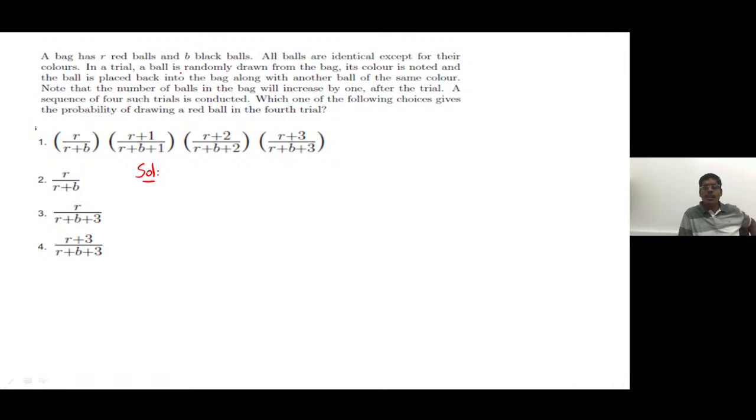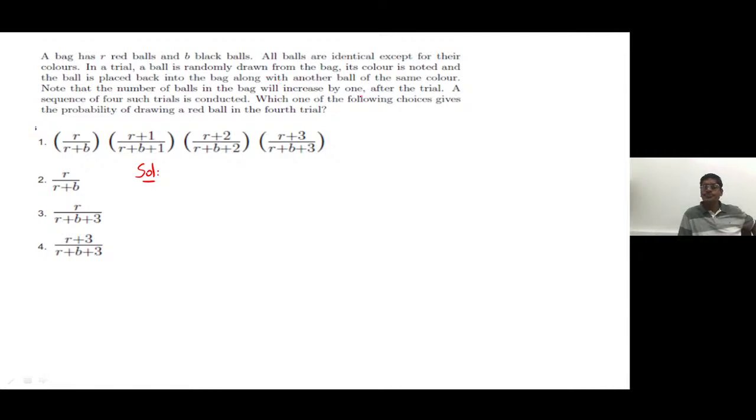That is, in a trial, a ball is randomly drawn from the bag. Its color is noted and the ball is placed back into the bag along with another ball of the same color. So when you pick a first ball, you put the picked ball back into the bag along with a ball of the same color. So before picking the next ball, the number of balls in the bag has increased by 1. That is also given in the question: note that the number of balls in the bag will increase by 1. Before picking a second ball, the number of balls has increased by 1. Similarly, before picking a third ball, the number of balls increases again by 1, like that.